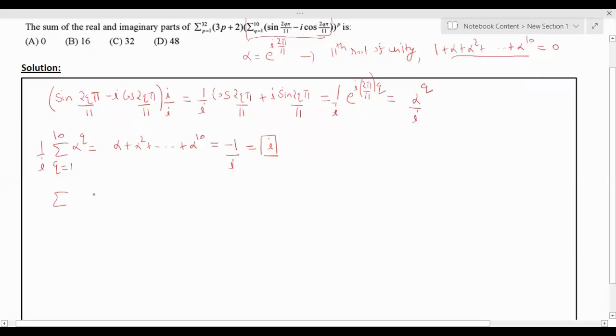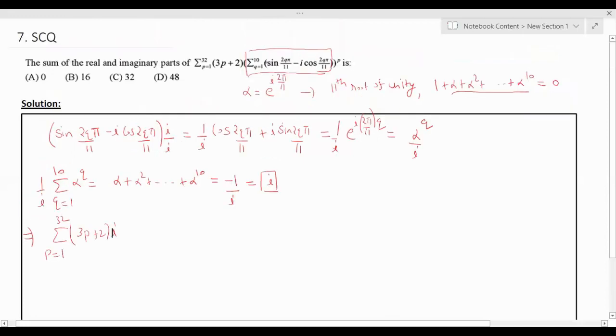which is the summation of 3p plus 2, where p varies from 1 to 32, and there is a constant term which gets multiplied with I. So observe this: the term which we have simplified actually has the power p. So this whole quantity will also have the power p. So you'll have I to the power p times 3p plus 2.